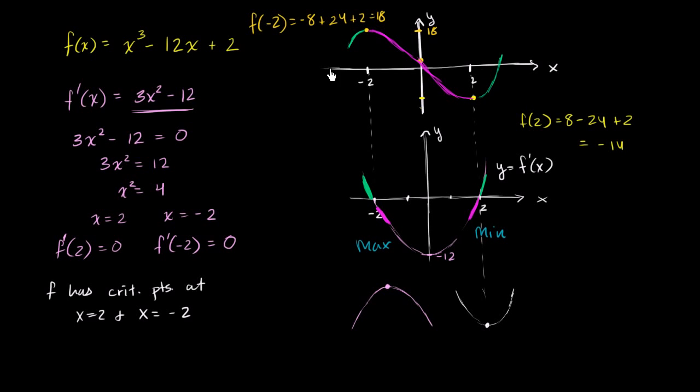So this is our sketch of what f of x could look like, given that these are the critical points, and we were able to identify 2 as a minimum point. So this was a minimum value. The function takes on a minimum value when x is equal to 2, and the function took on a maximum value when x was equal to negative 2.